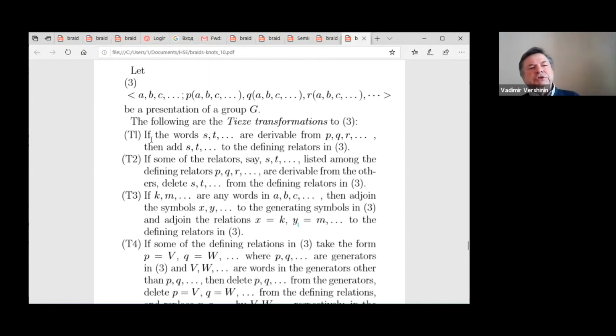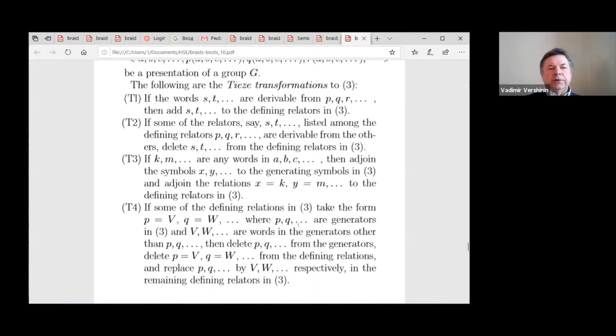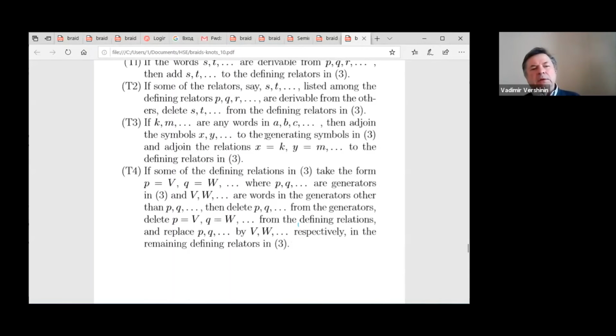So T1 and T2 is the inverse. And something is happening when you can make, if you have some words, you can make extra generators, and you can name these words and add this to the list of relations. Almost the same you may do with some other stuff, which is the Tietze transformation.